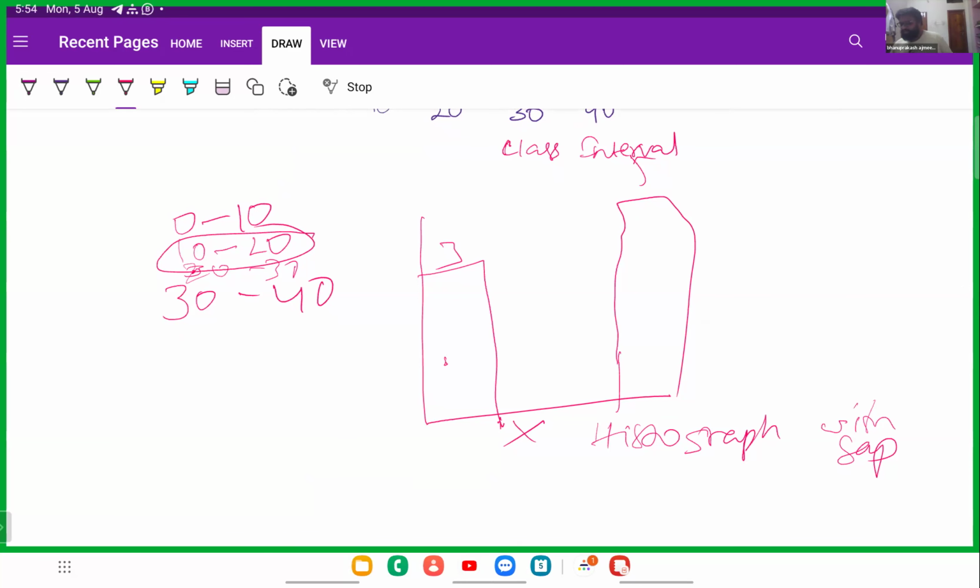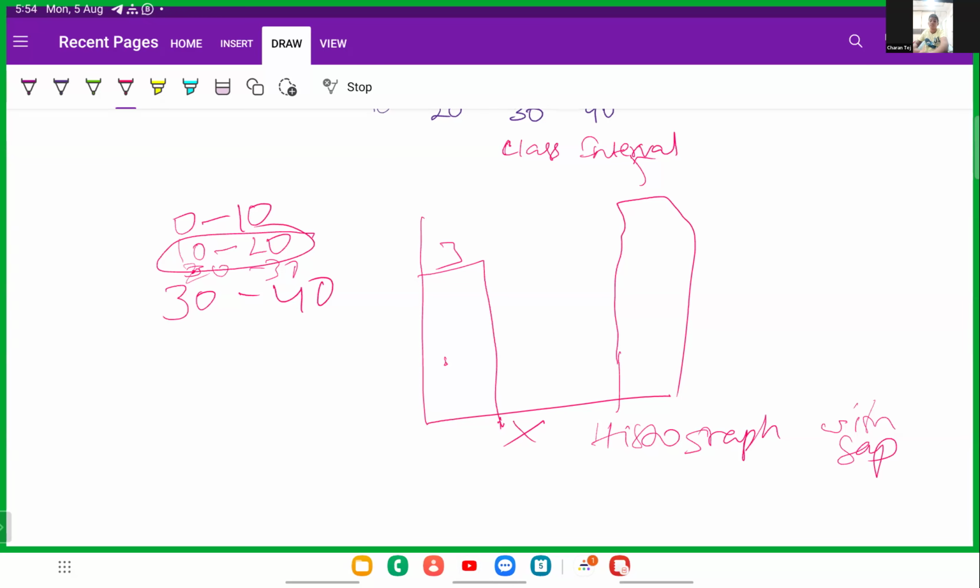Okay, any confusion in histograph? Histograph is a type of bar graph. Here frequency is involved. I already told you what frequency is. I gave you the example of a student going from his home to school and school to home in a day. I hope you remember this.